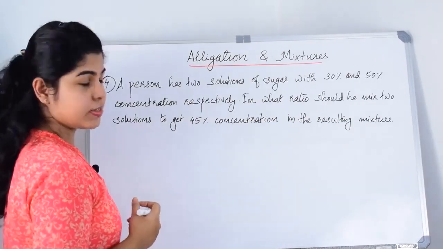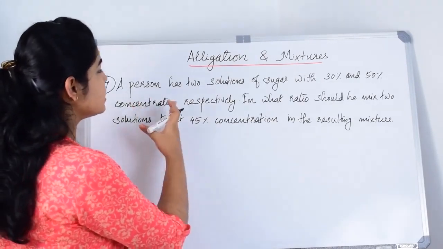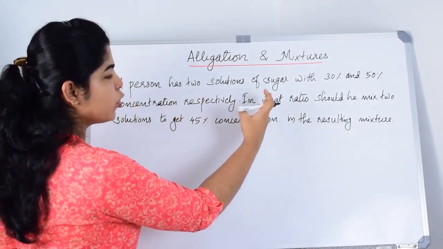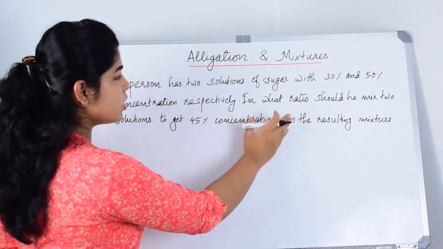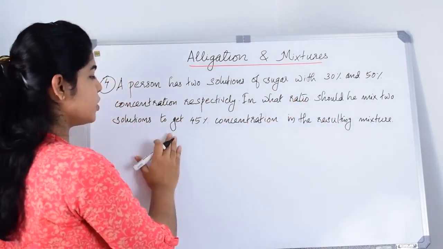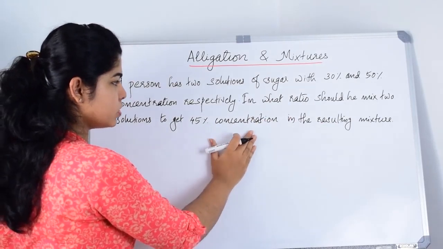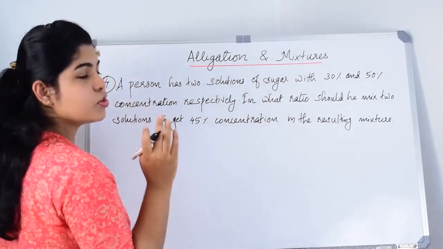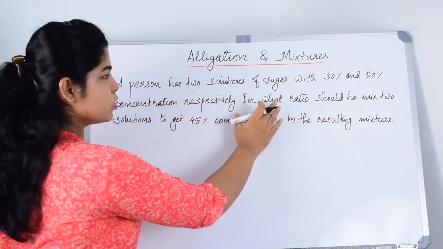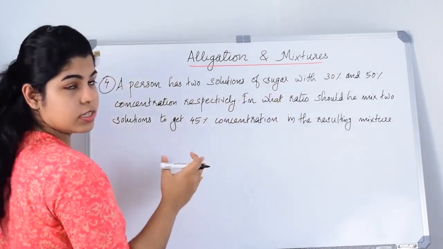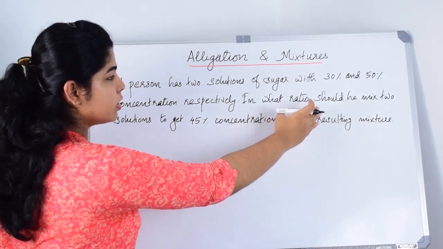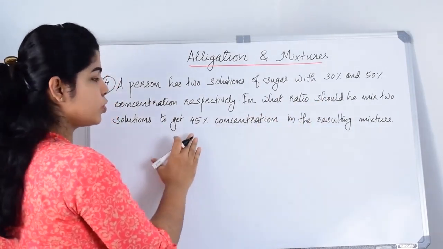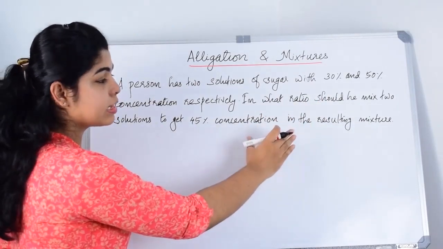Let us solve another question. Here our question is, a person has 2 solutions of sugar with 30% and 50% concentration respectively. In what ratio should he mix the 2 solutions to get 45% concentration in the resulting mixture? So here 2 sugar solutions with 30% and 50% concentration are given, and it is asked to find in what ratio the person should mix the 2 solutions to get 45% concentration in the resulting mixture.